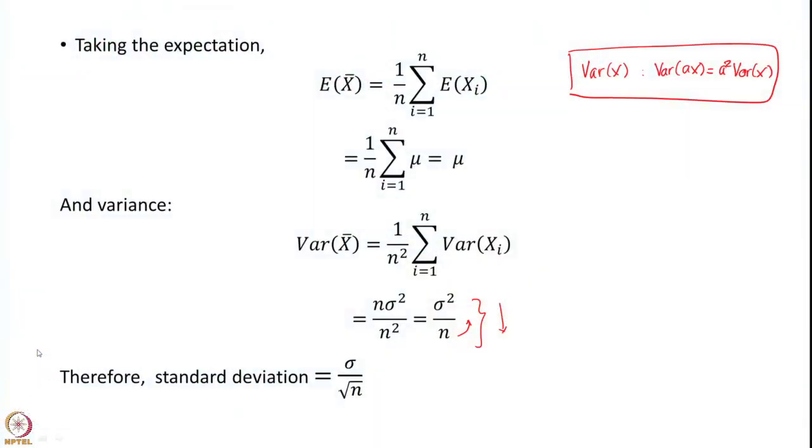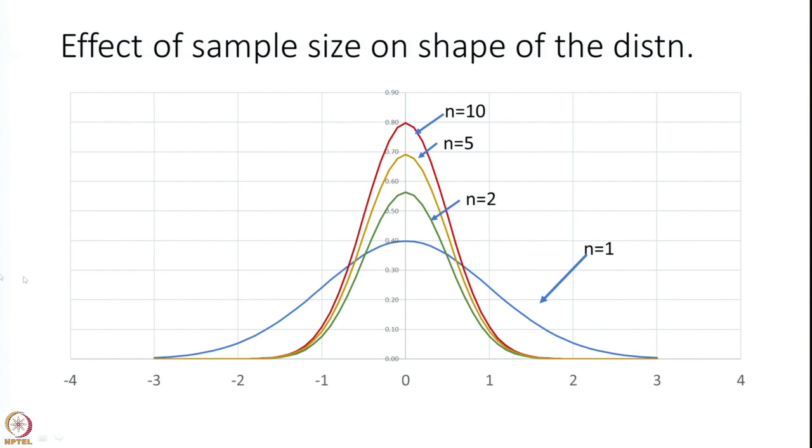This is shown in the next slide. Here you see that I have plotted the standard normal PDF, not distribution function, probability density function. Blue line is when n is equal to 1, the green line is when n is equal to 2. You see that the spread is drastically decreased when you come to n is equal to 2. If you take n is equal to 5, it is further decreased. And if you go to n is equal to 10, it is even further decreased.